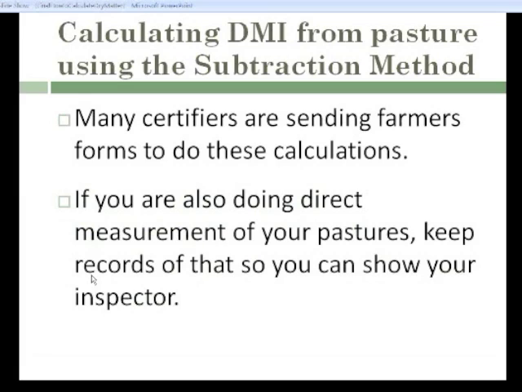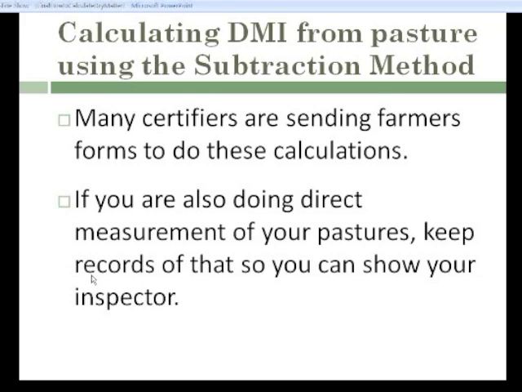Just a reminder, if you're doing these direct measurements of your pastures and you keep records of them, they will be extra information that you can show to your inspector to make sure that they can understand that you are meeting the pasture rule when they come around either this year or next year to do your inspection. But most people are going to be using the subtraction method, which is what we're going to talk about for the rest of the webinar.